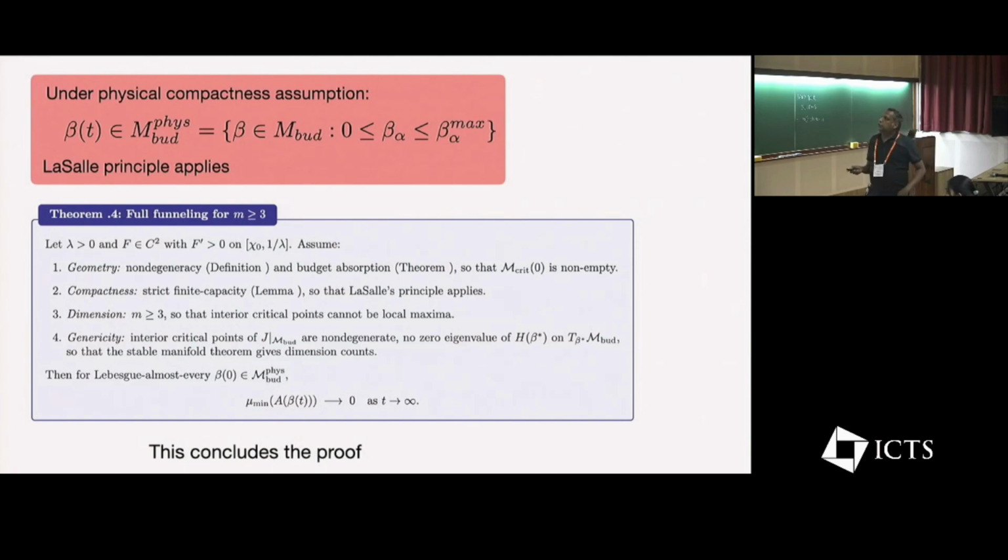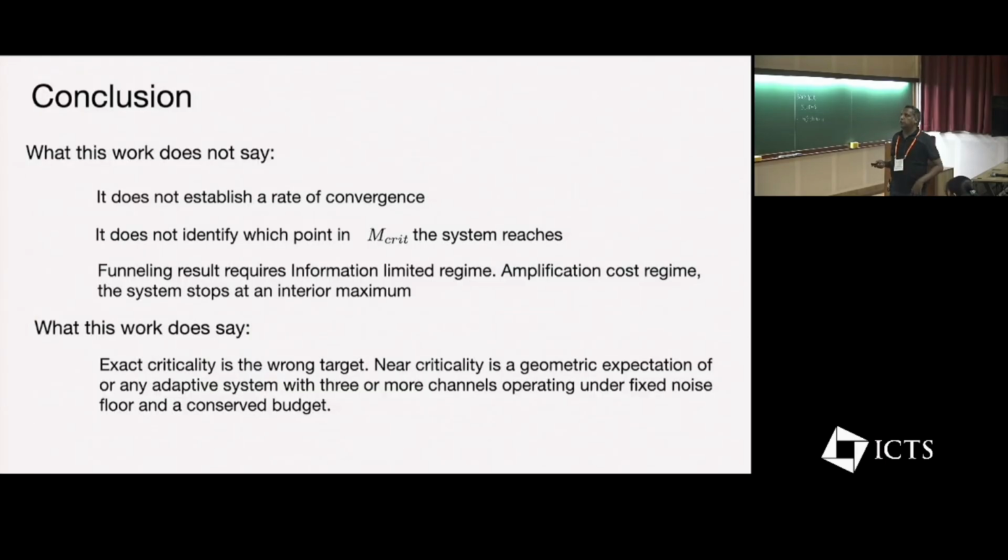Okay. So with all these things, we can finally state that we have a geometry and we have defined when mcrit is non-empty. We have used this compactness lemma and LaSalle's principle to show that the system for m greater than or equal to 3 will never have interior critical points, and from LaSalle's invariance theorem, you will always end up going to the critical curve. So this is an explanation for all the proofs here.